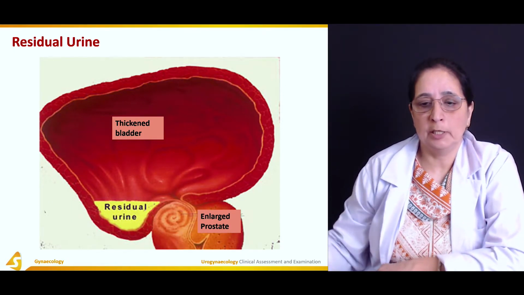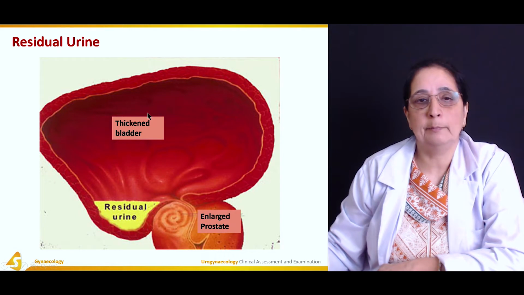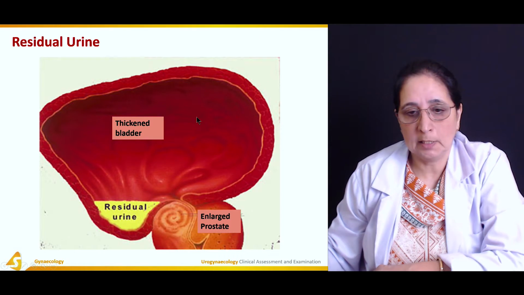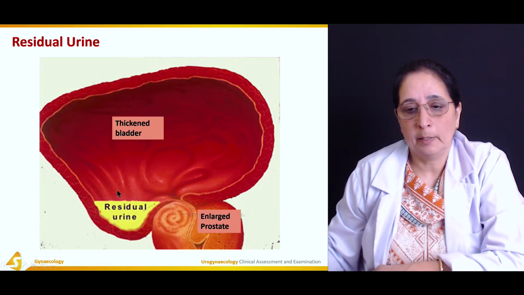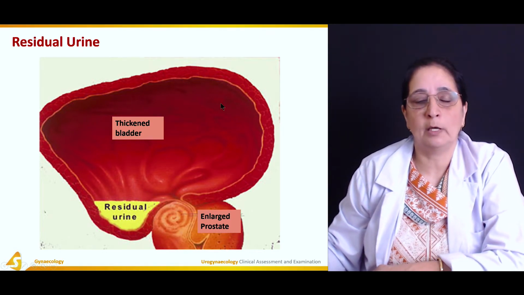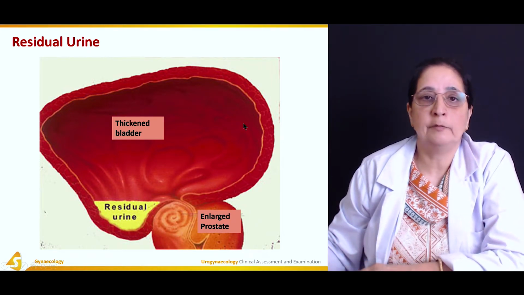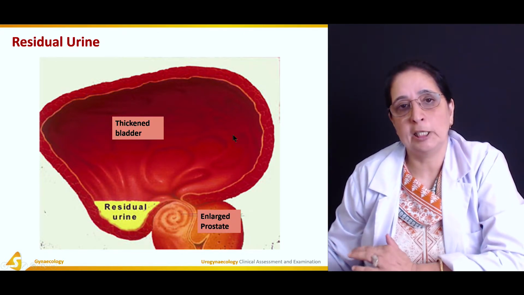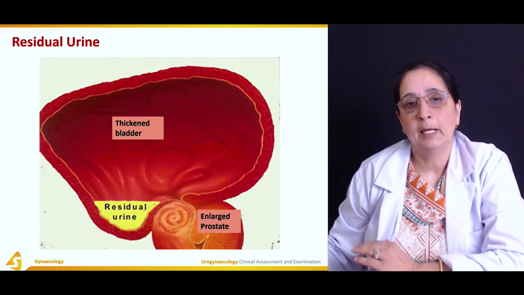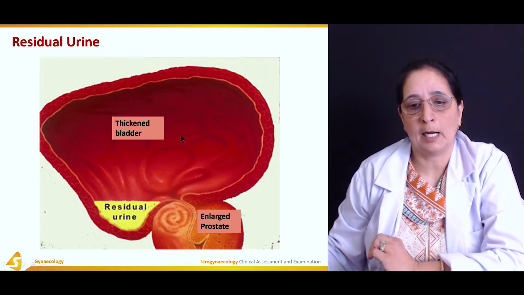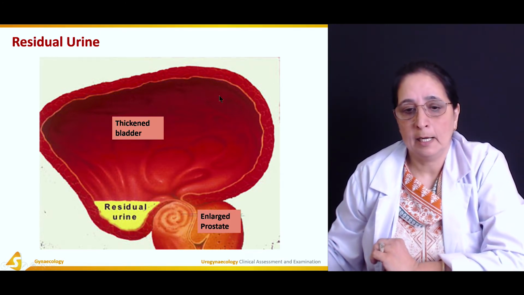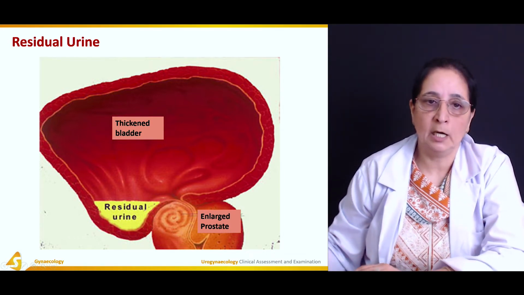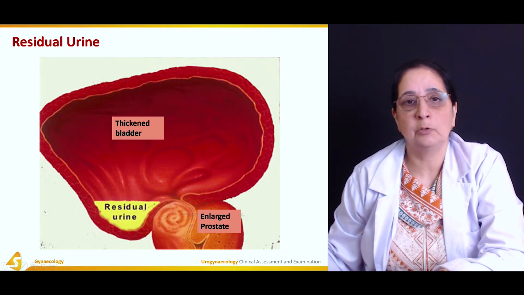Residual urine is the urine that's left inside the bladder after the normal process of micturition. So this is the residual urine. Enlarged prostate in males is a very common reason for residual urine, when there is inability to empty the bladder fully and some urine is left behind. So the bladder is thickened and there is residual urine, and enlarged prostate in males is the common cause of the residual urine.